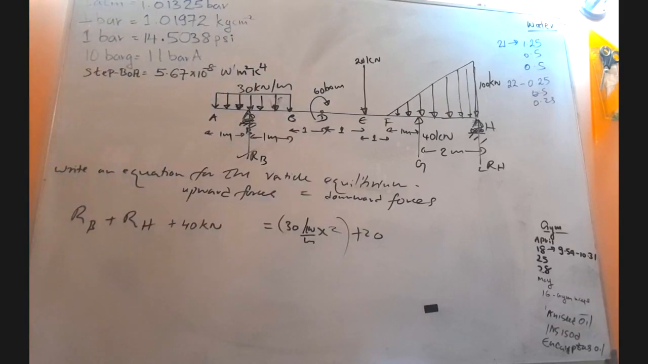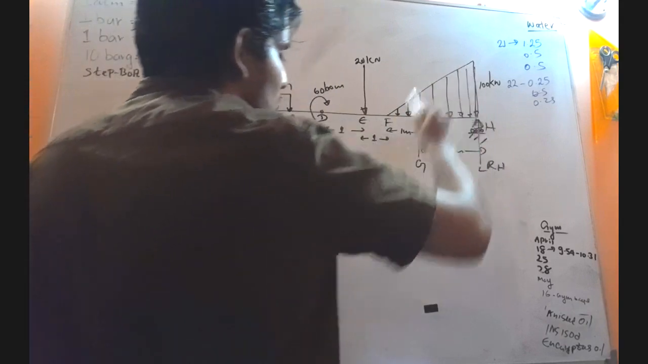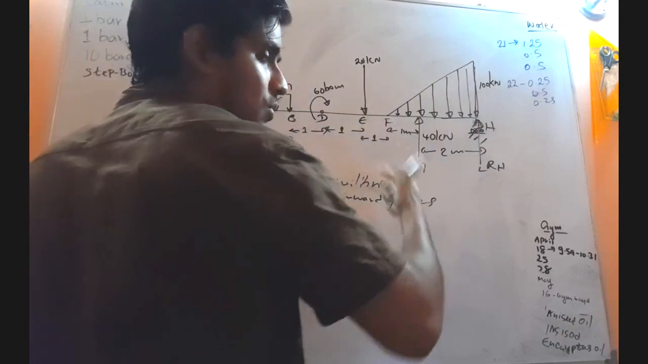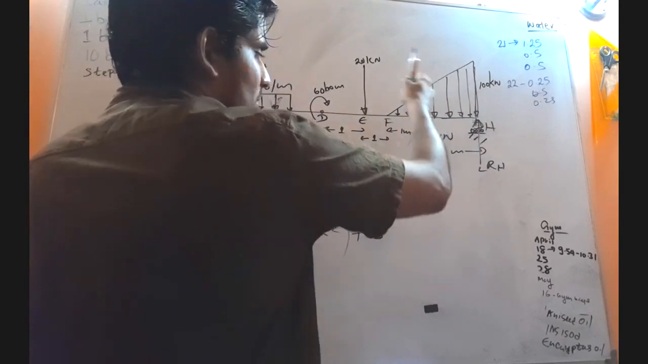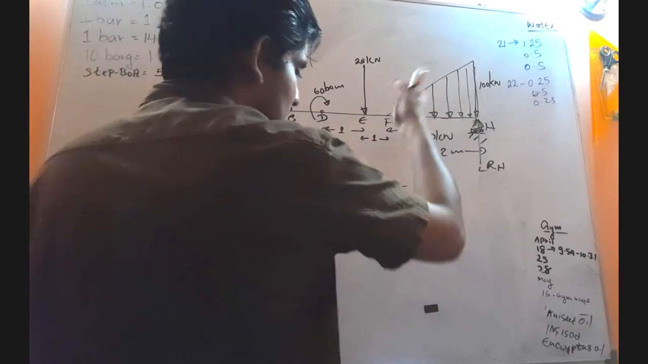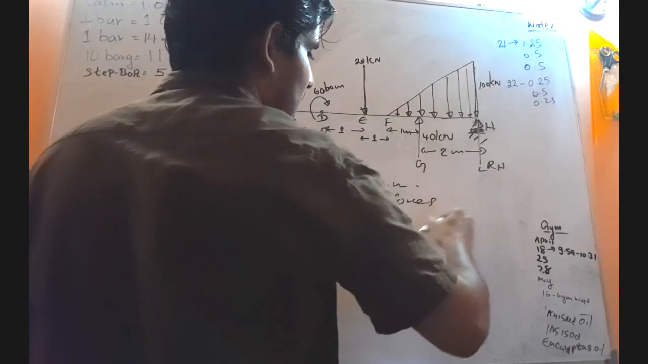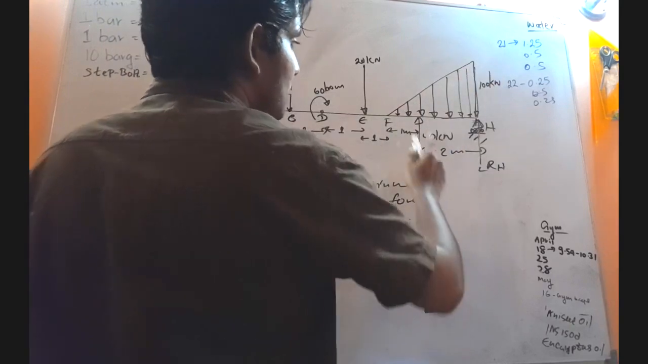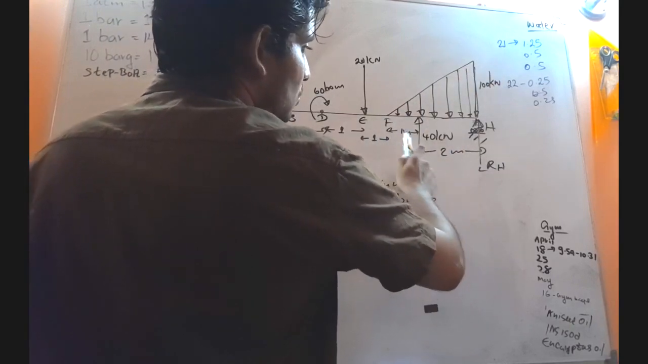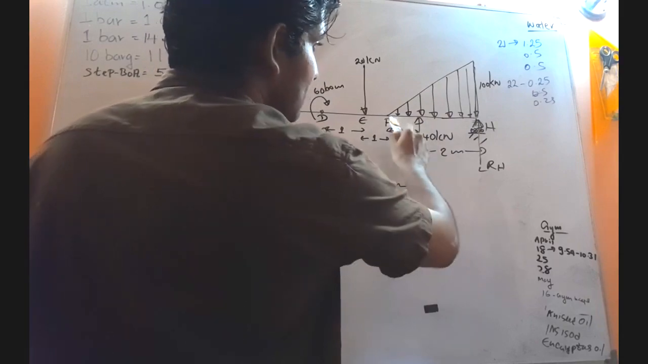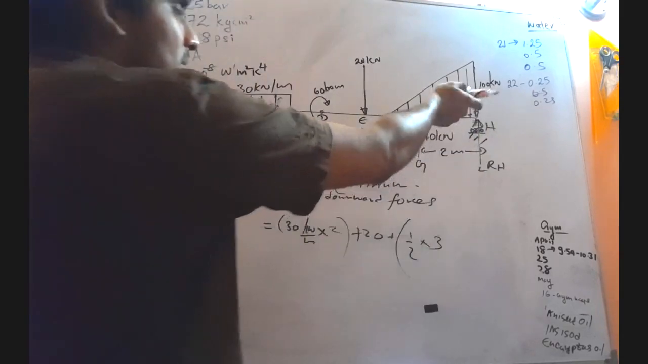Then the next one is this uniformly varying load. How to find the total load that acts there? That is the area of this triangle. What is the area of the triangle? Half into base. The base is 3 meters, into height. What is the height? 100.